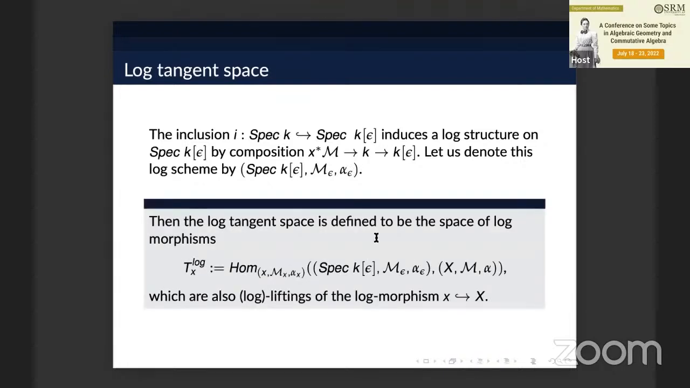So then the log tangent space at that given point is defined to be the space of log morphisms from this log scheme to the given log scheme. So the ordinary tangent space is all the maps from spec k[epsilon] to X, but now we have to collect all the log morphisms.